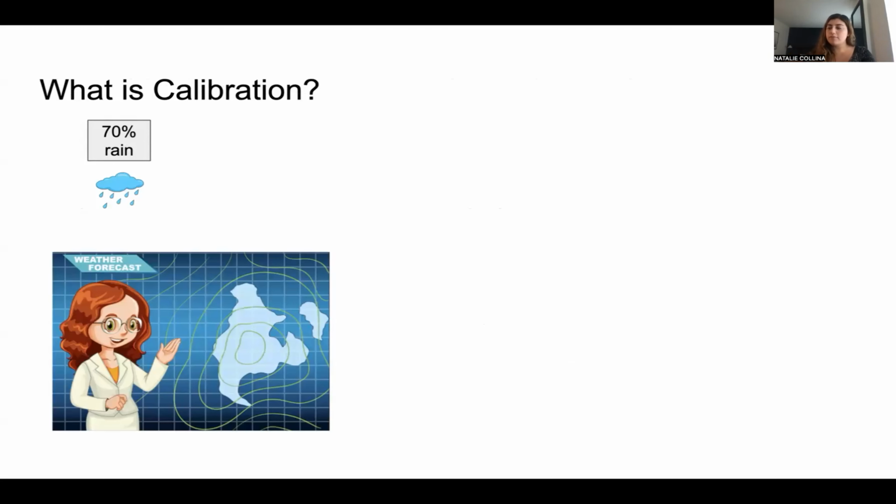So before I move on, let me explain what calibration is. Some of you may know, some of you might not. So imagine that you are a weather predictor. You're predicting the weather, and you say that there's a 70% chance it's going to rain tomorrow. And then tomorrow comes, and it does indeed rain. So now we can ask, did you do a good job? Was that a good prediction?